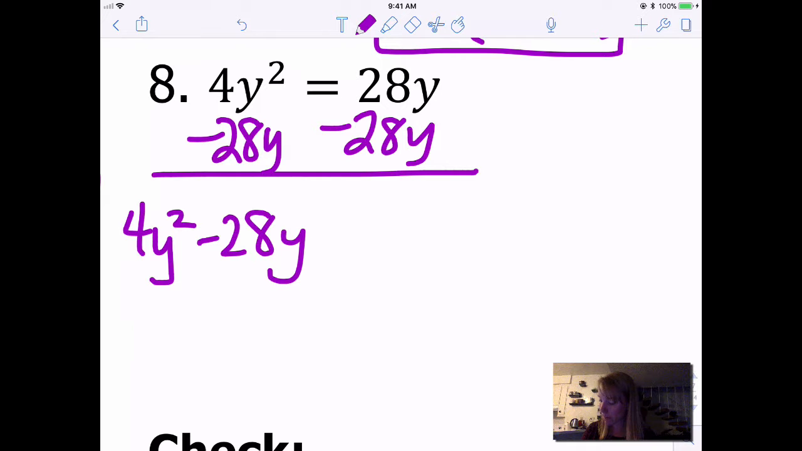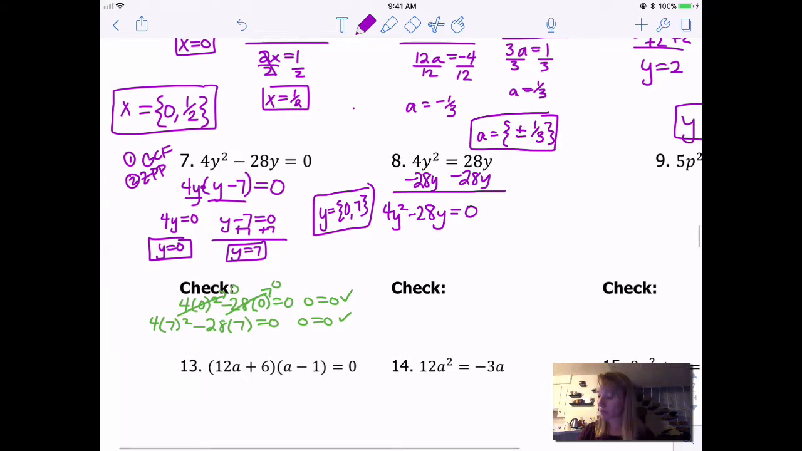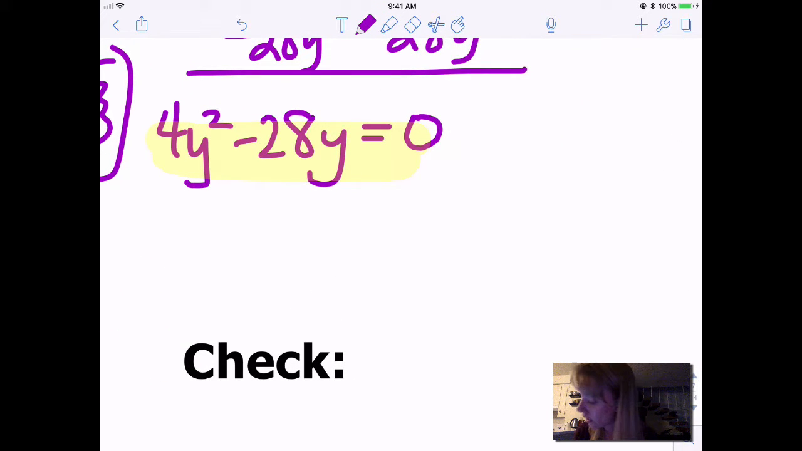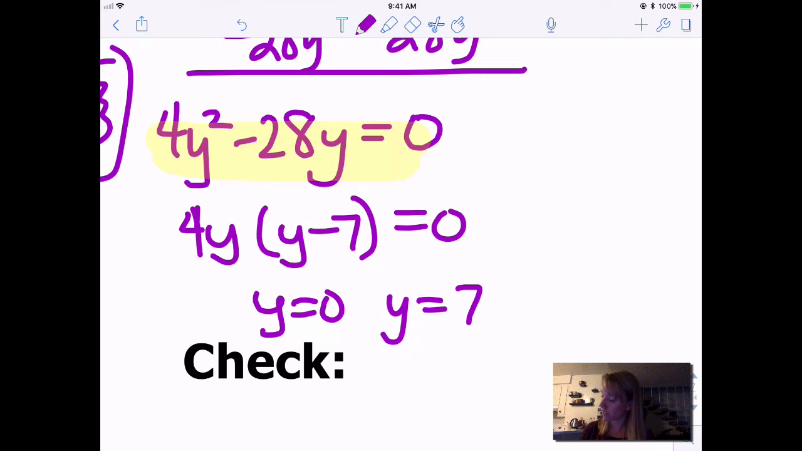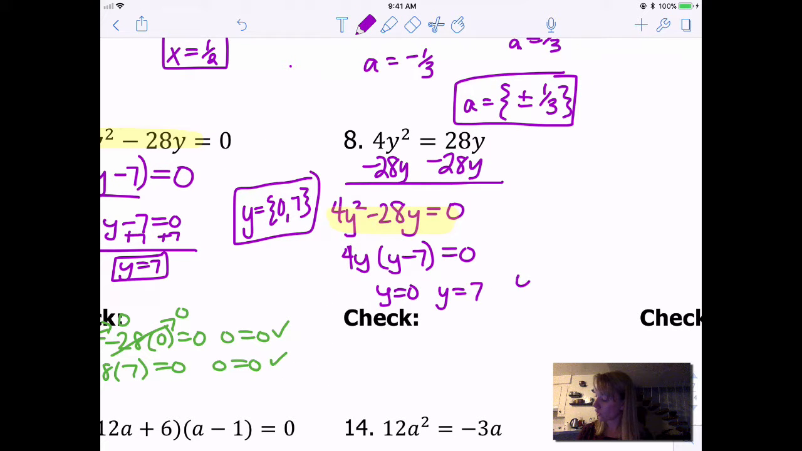Notice I didn't combine those two because they're not like terms. And now this problem looks exactly like the last one. So we've already done this. The GCF is 4y. Y minus 7 is equal to 0. And I get y equals 0 and y equals 7. Or 0, 7.